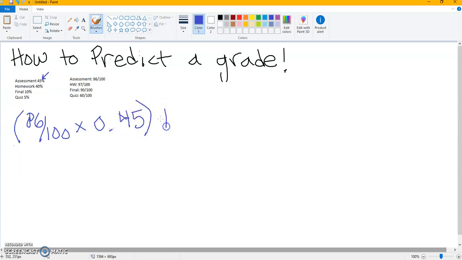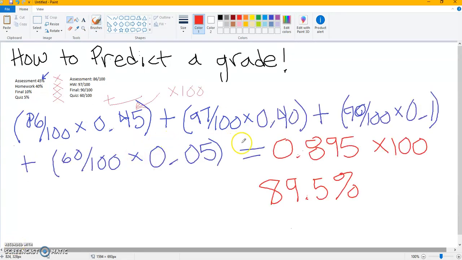Close that off. Then I'm going to add 97 out of 100 and multiply that by 0.40. Alright, so after I add all those up, I get 0.895, and then I multiply that by 100 to get my percentage in the class, and that comes out to a beautiful B+. So if those were my scores, that would be my grade.